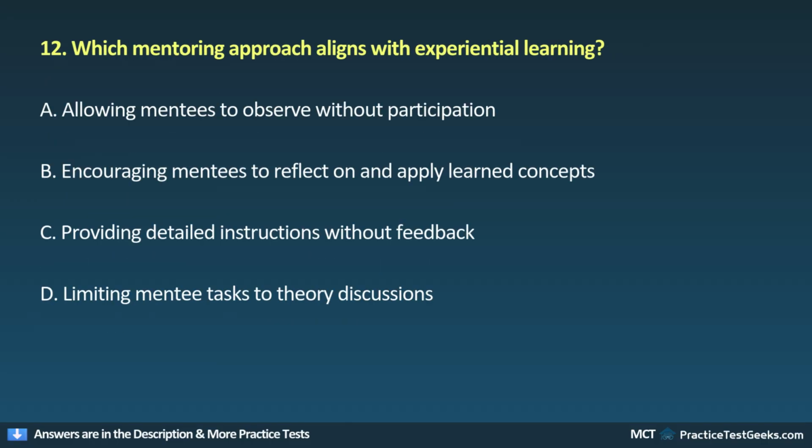12. Which mentoring approach aligns with experiential learning? A. Allowing mentees to observe without participation. B. Encouraging mentees to reflect on and apply learned concepts. C. Providing detailed instructions without feedback. D. Limiting mentee tasks to theory discussions.